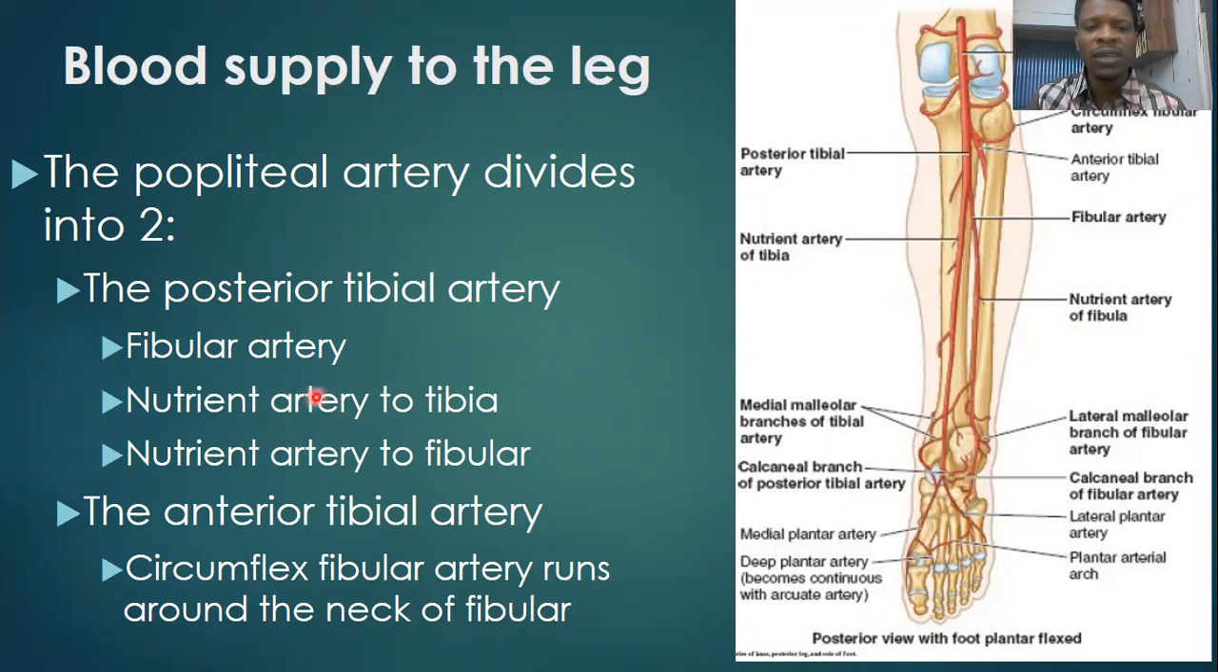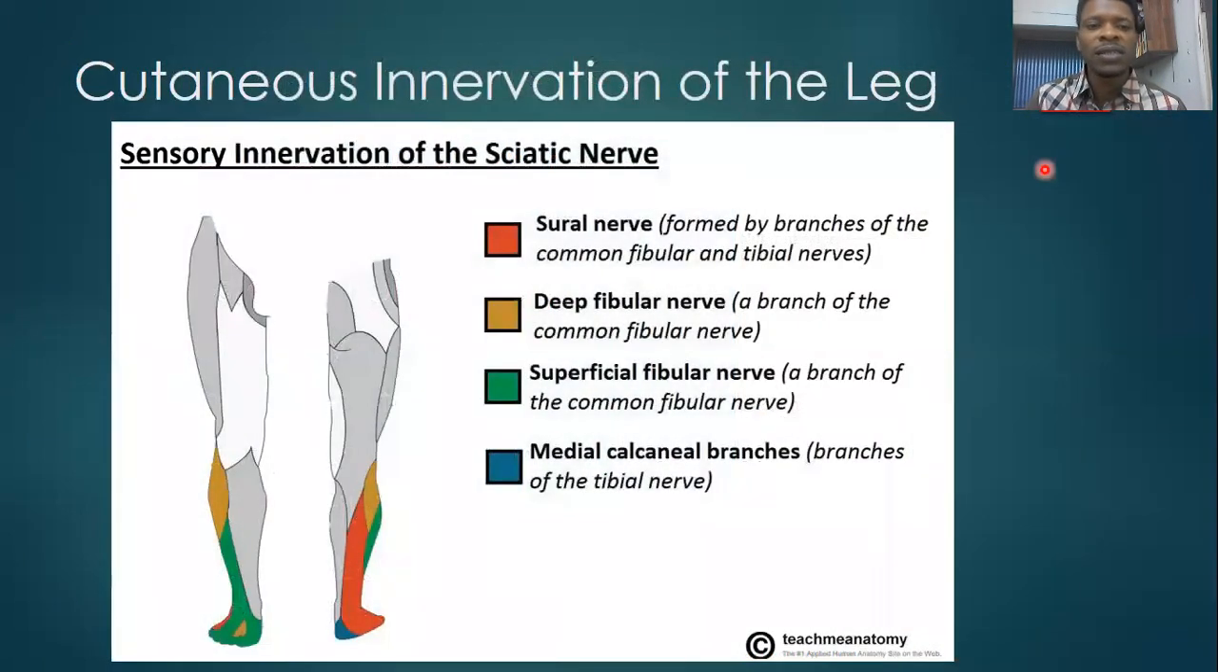Okay, so we also have the nutrient artery to the tibia and the nutrient artery to the fibula as branches of the posterior tibial artery. We also have the anterior tibial artery giving off the circumflex fibular artery, which we just talked about, around the neck of the fibula. So this is a diagram showing you cutaneous innervation. That's the sural nerve supplying the posterior compartment of the leg on the lateral side. And this distribution explains it all.